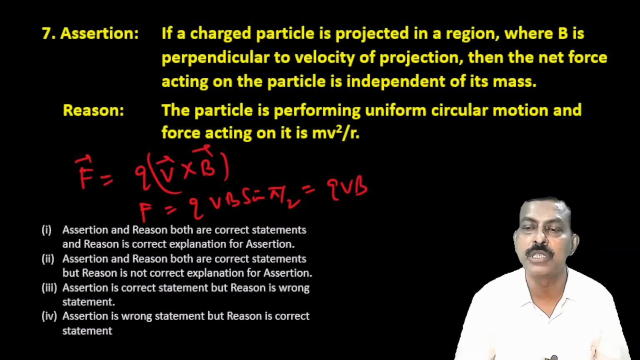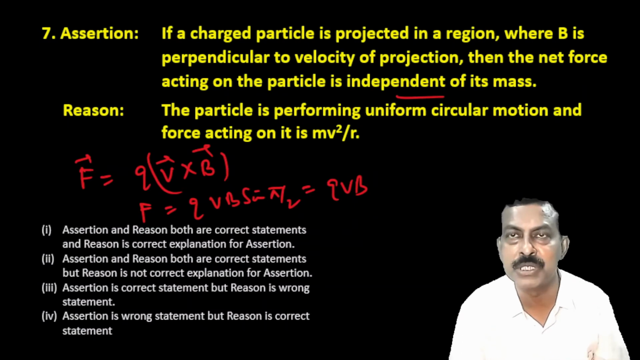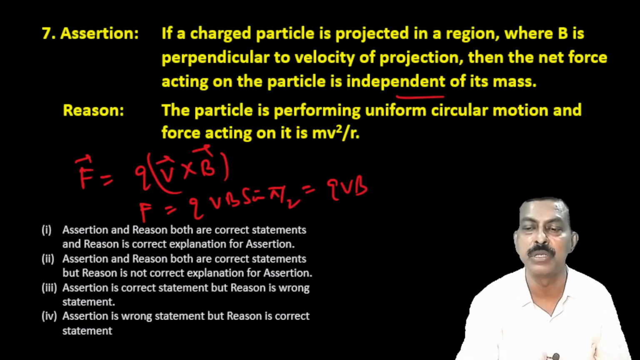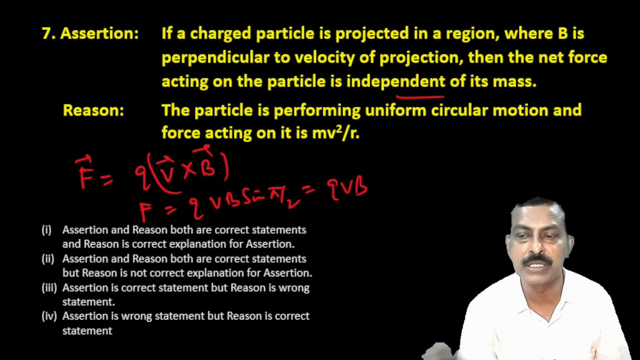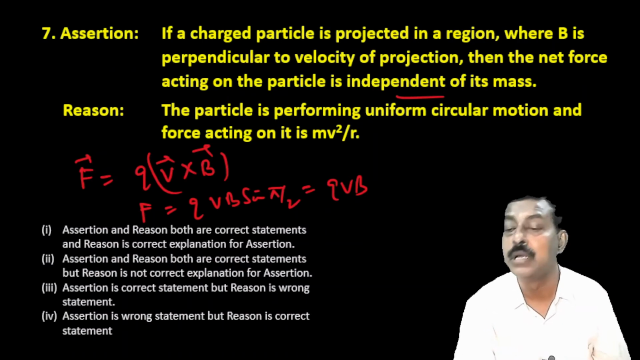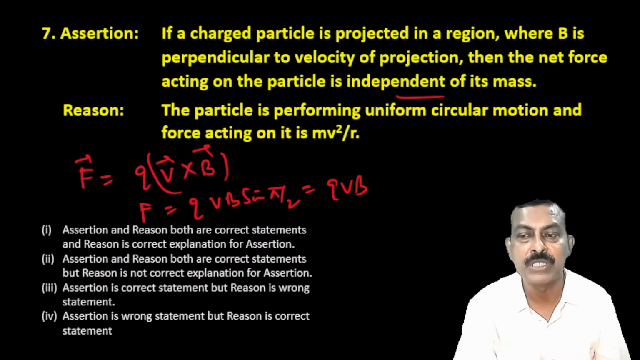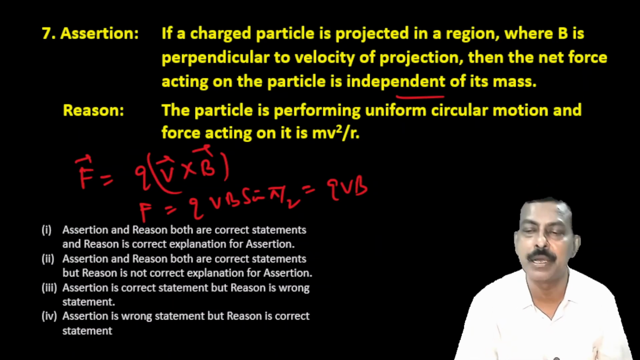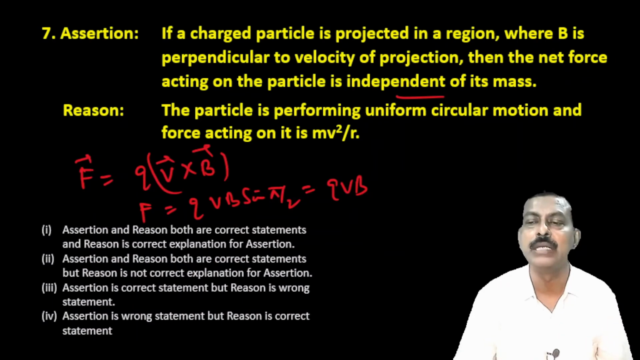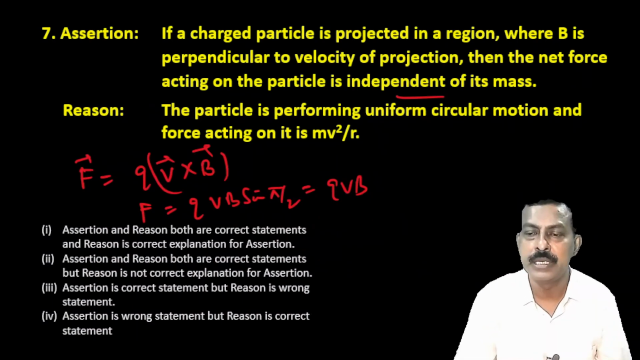The net force on the charged particle is independent of its mass. This does not depend upon the mass of the charged particle. It will depend upon the velocity, the charge, and the magnitude of the magnetic field. Apart from that, the angle between the two, but once it is said that they are mutually perpendicular, the sine theta term will be 1. So if it is said that it is independent of mass, that means it is true.